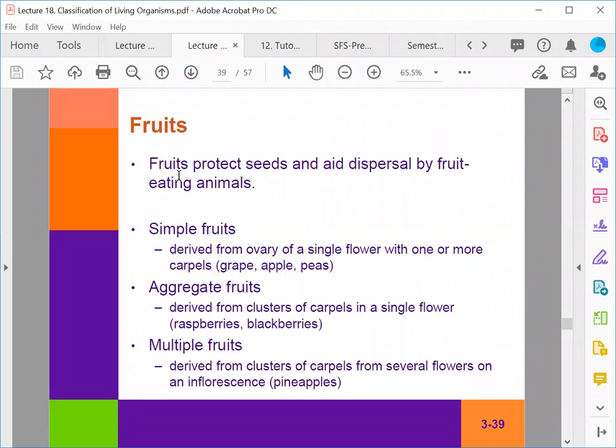Okay, and of course the fruit is designed to protect the seed and to aid in its dispersal by fruit-eating animals. We've got different types of fruits: simple fruits, which are derived from the ovary of a single flower, such as grape, apple and peas. We have aggregate fruits derived from clusters of those female carpels found in a single flower, for example, raspberries and blackberries, and then multiple fruits, which are derived from clusters of carpels from several flowers, for example, pineapples.